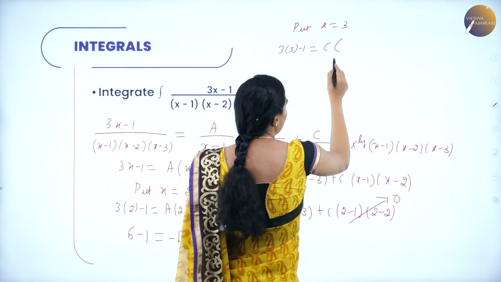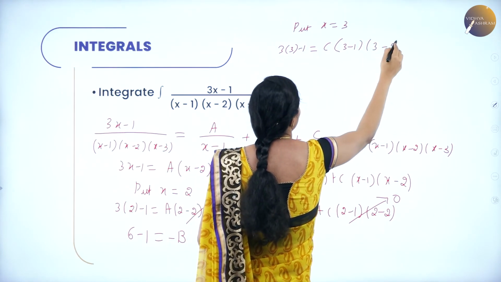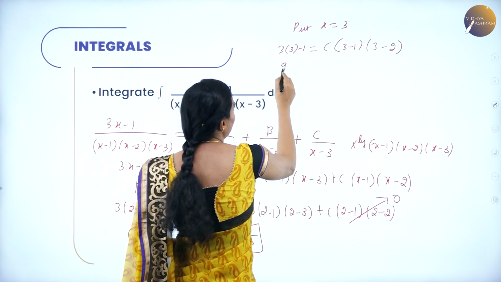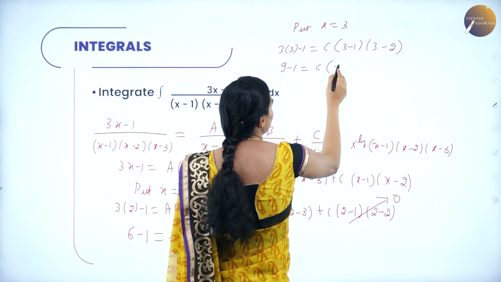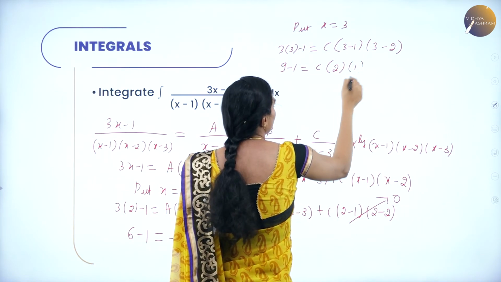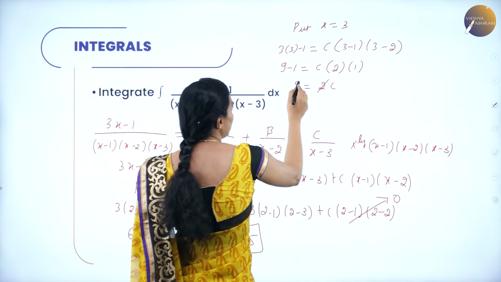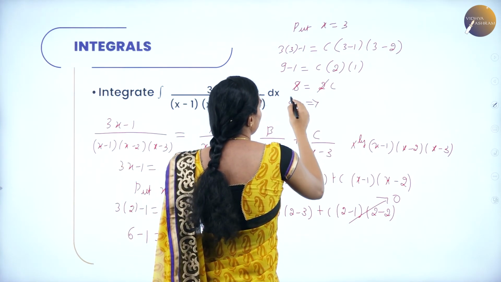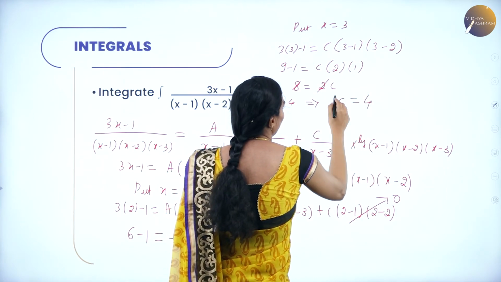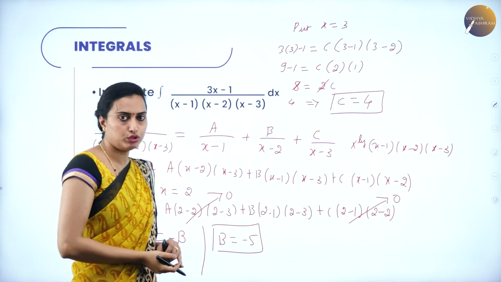Now, 3 minus 1, c into 3 minus 1 into 3 minus 2. So 3 3s are 9 minus 1 is equal to 3 minus 1, c into 3 minus 1 is 2, 3 minus 2 is 1. So therefore, 9 minus 1 is 8 is equal to 2c, which implies c is equal to 4. So you are getting c is equal to 4 there.